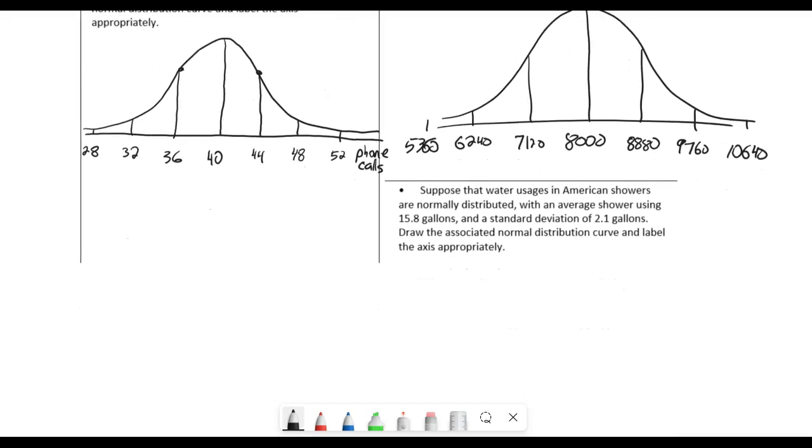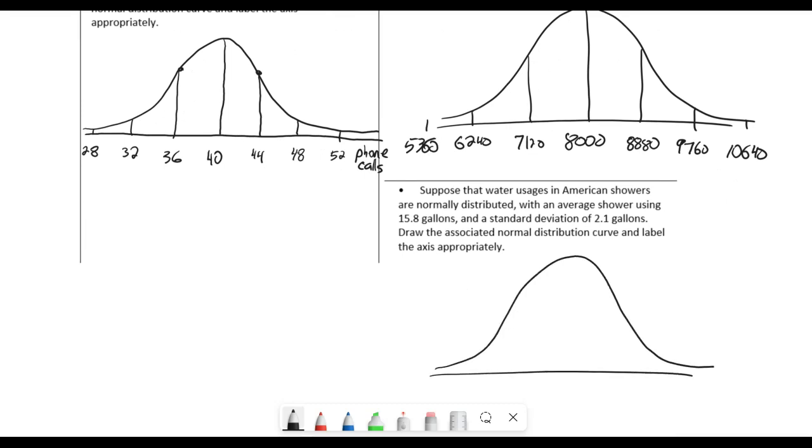Similarly, for the problem below, again, you have the normal distribution, bell curve, the mean, 15.8, 1, 2, 3, 1, 2, 3. From left to right, we have 9.5, 11.6, 13.7, 15.8, 17.9, 20, and 22.1. Now let me show you a technique to verify these numbers quickly with your calculator.